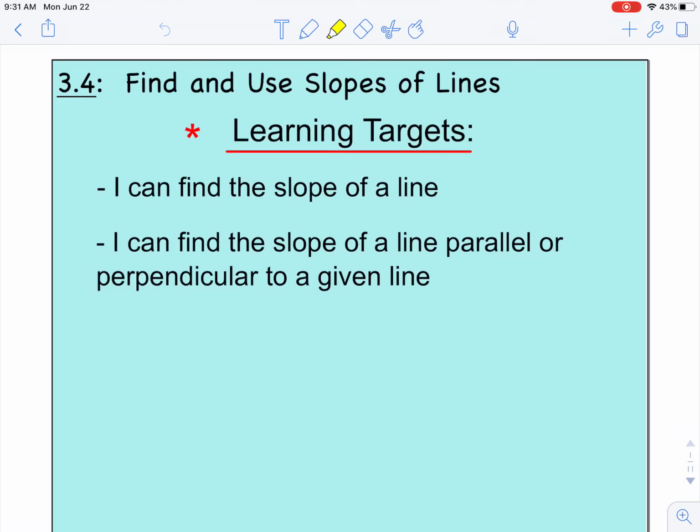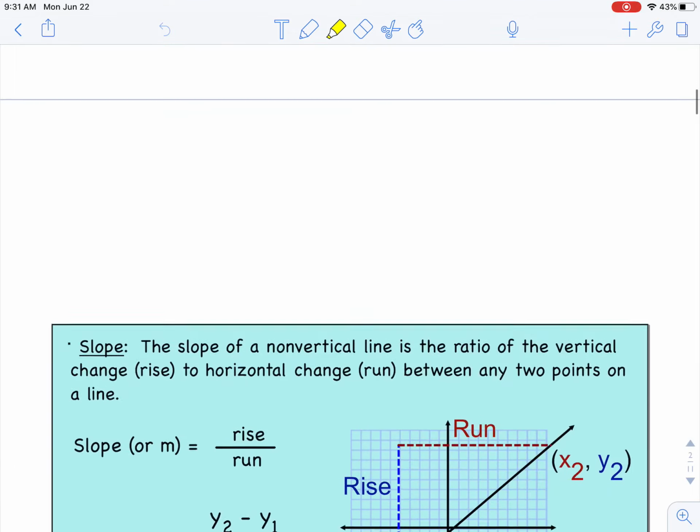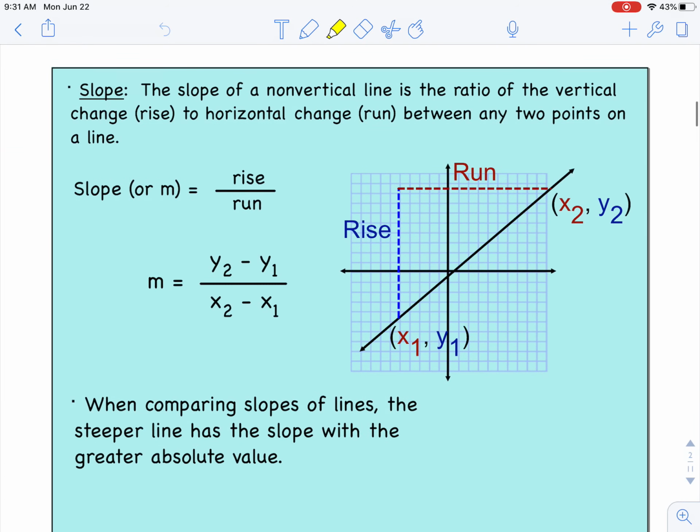Section 3.4, we're going to find and use slopes of lines. This should be pretty familiar to you from intermediate algebra. You're going to find the slopes of lines and slopes of lines that are parallel and perpendicular to a given line. So just a quick reminder about slope.